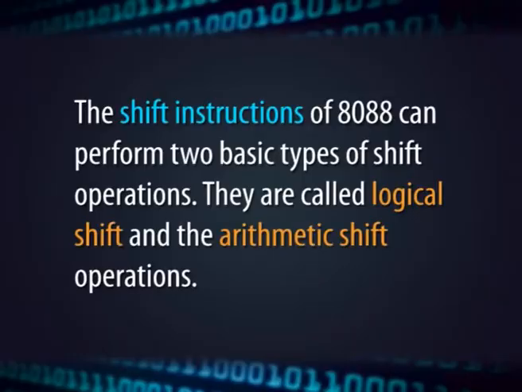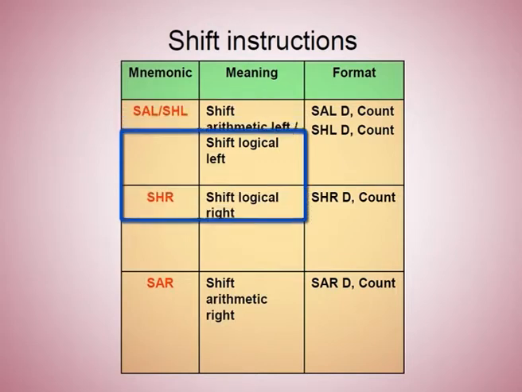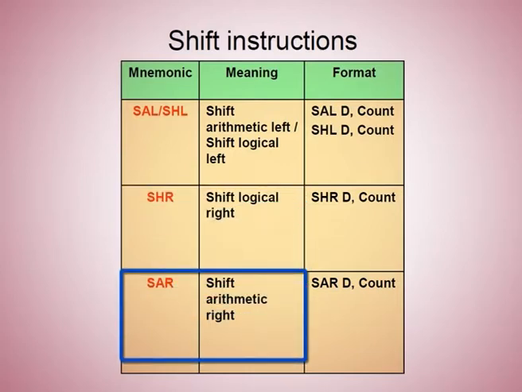The next category of logical instructions is shift and rotate instructions. The shift instructions of 8088 can perform two basic types of shift operations. They are called logical shift and arithmetic shift operations. Also, these operations can be performed to the right or left side. The shift instructions are shift logical left SHL, shift arithmetic left SAL, shift logical right SHR, and shift arithmetic right SAR.